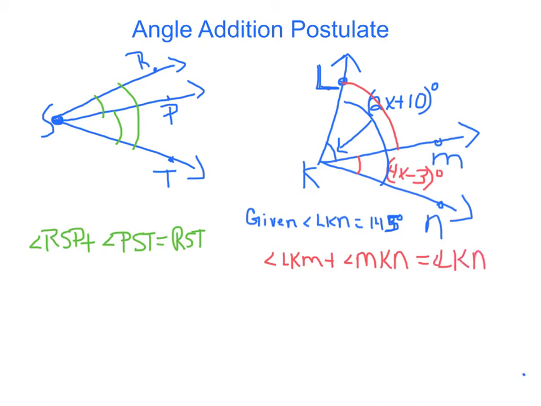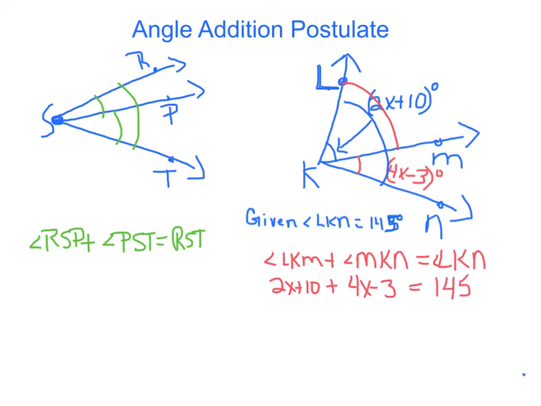Now that we have the equation written, we can substitute what we know in. They tell us that angle LKM is 2x plus 10, plus angle MKN is 4x minus 3. And that equals LKN, which they told us was 145.